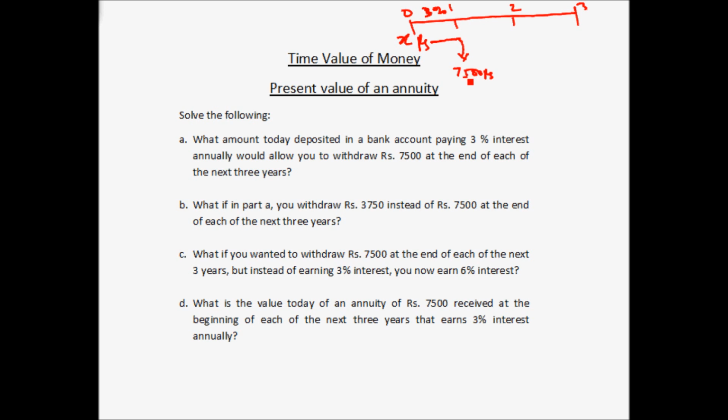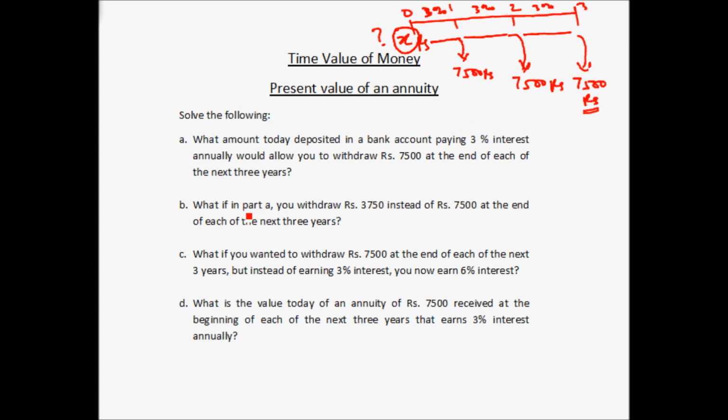minus the 7500 rupees will continue to gain 3% interest for the second year, and at the end of the second year again you want to withdraw 7500 rupees. The remaining amount will continue to gain interest at 3%, and at the end of the third year you should again be able to withdraw 7500 rupees. So how much is this amount X?